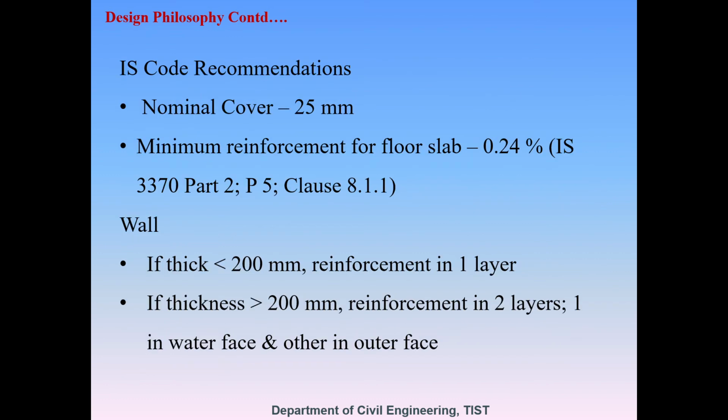As per the IS code recommendations, the nominal cover should be 25 mm and the minimum reinforcement for the floor slab is 0.24%, that is given in 8.1.1. In the case of wall, if the thickness of the wall is less than 200 mm, then reinforcement has to be placed in one layer. If the thickness of wall is greater than 200 mm, the reinforcement has to be placed in two layers. Out of the two layers, one layer should be on the water face and the other layer on the outer face.